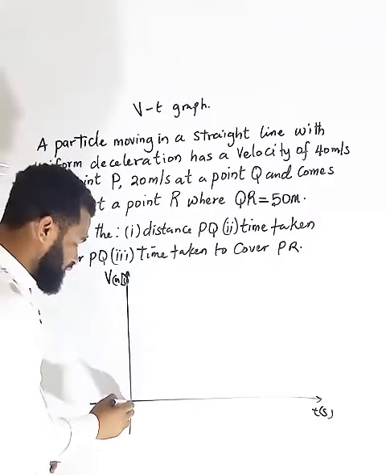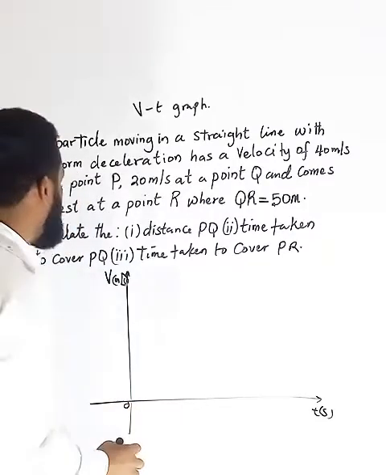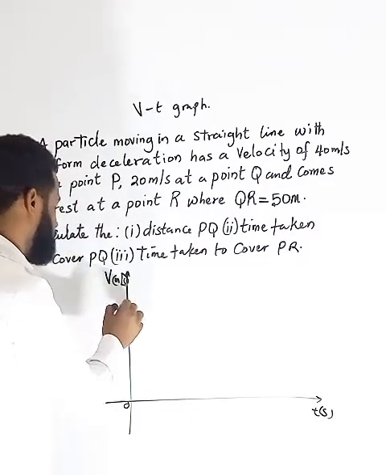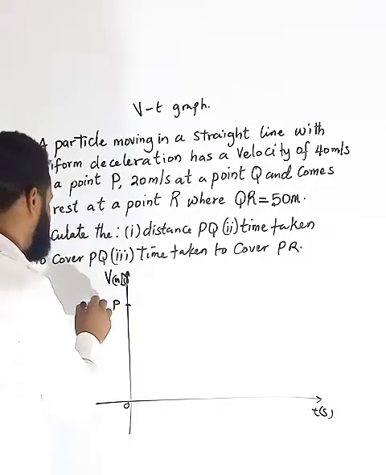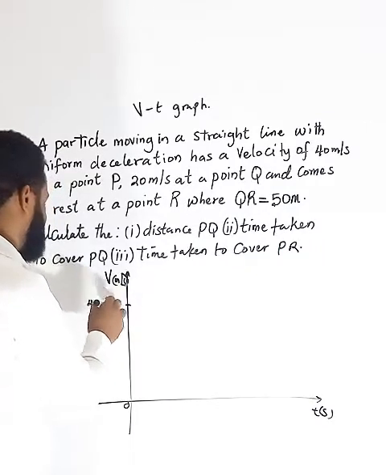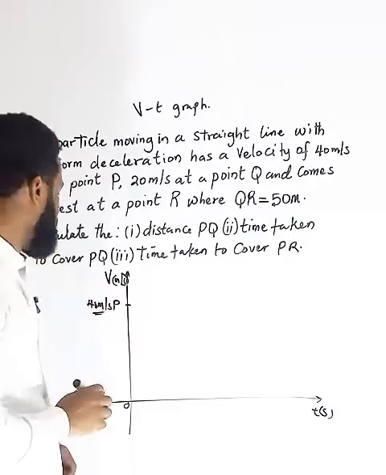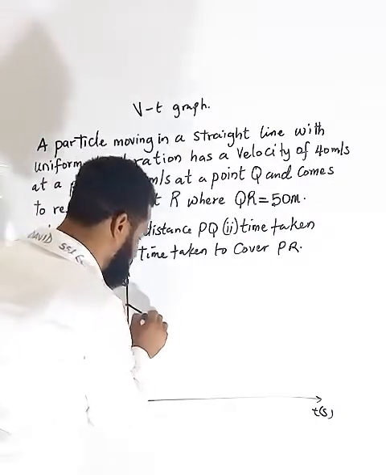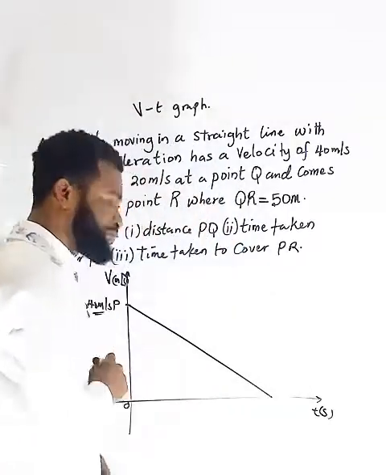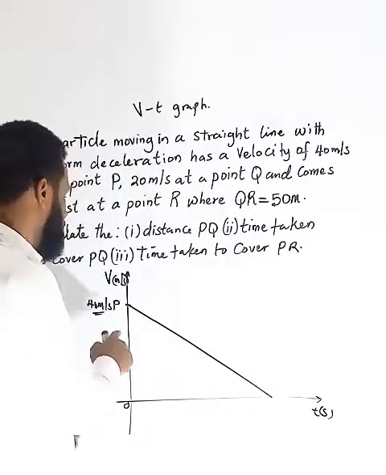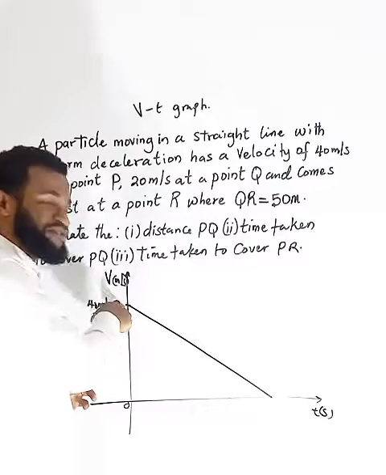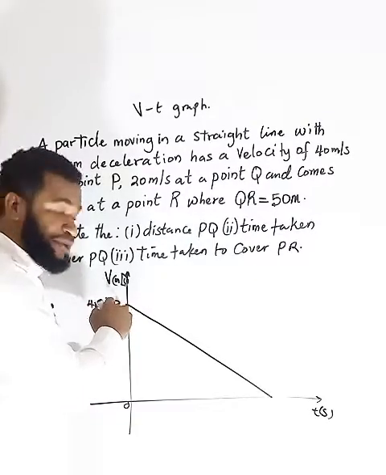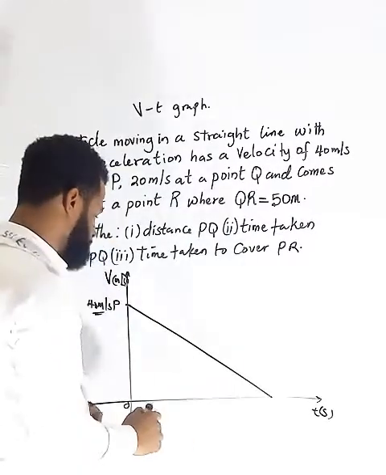Now, this point is the origin. What happened at a point P, I'm going to call this point P, and that P is the same thing as 40 meters per second. So at this point, we have 40 meters per second. And then the body keeps going down until it gets to this point because it is a retardation. Retardation means it started from a particular velocity and the brake was applied, so it started going down.